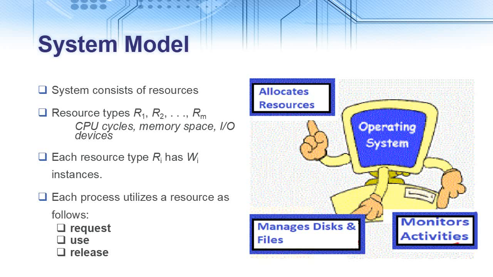In normal operation, a process must request a resource before using it and release it when finished. That is, request, use, release. Request: if the request cannot be granted immediately, the process must wait until the resource becomes available. Use: the process makes use of the resource, such as printing to the printer or reading from a file. The third operation is release: the process releases the resource, allowing it to be used by other processes.